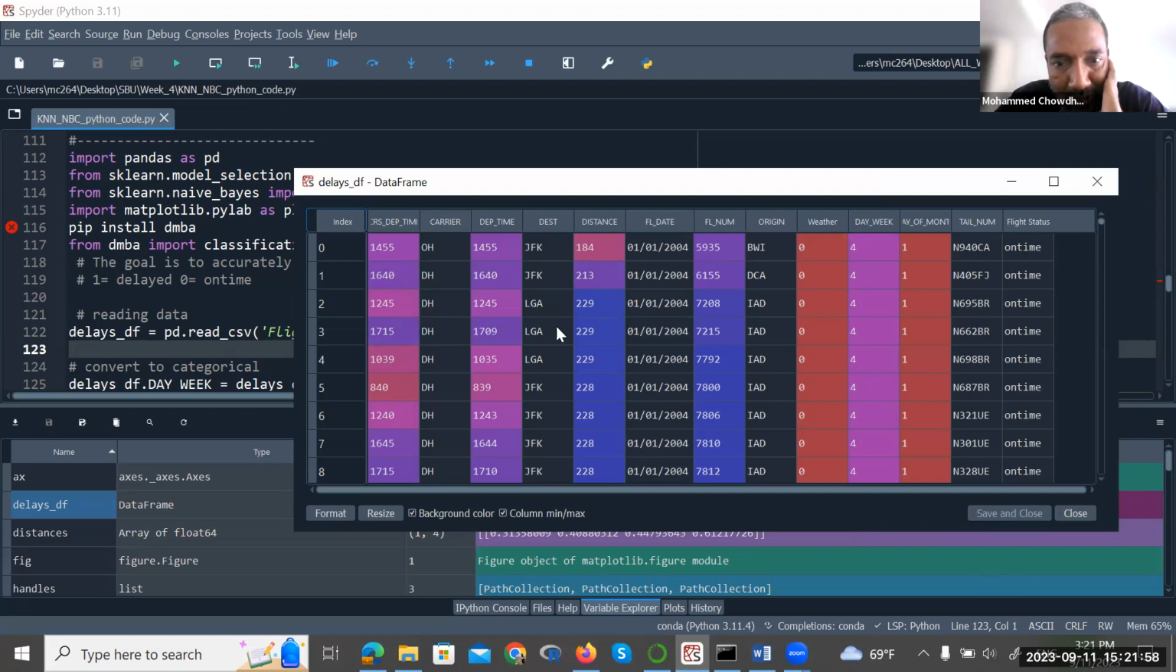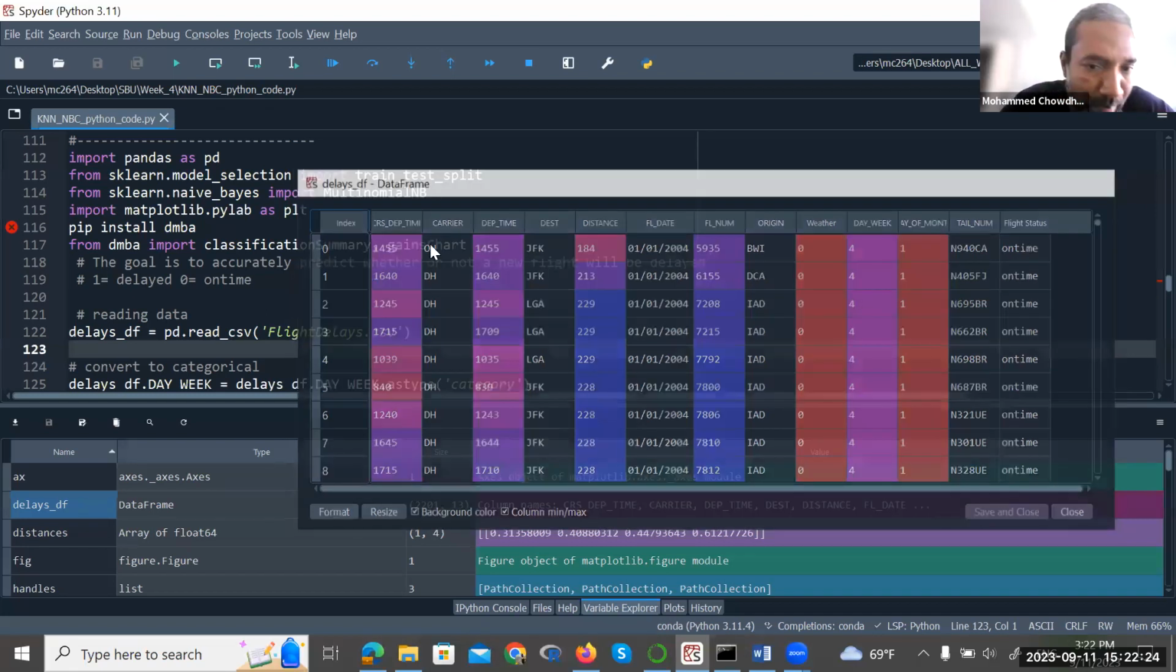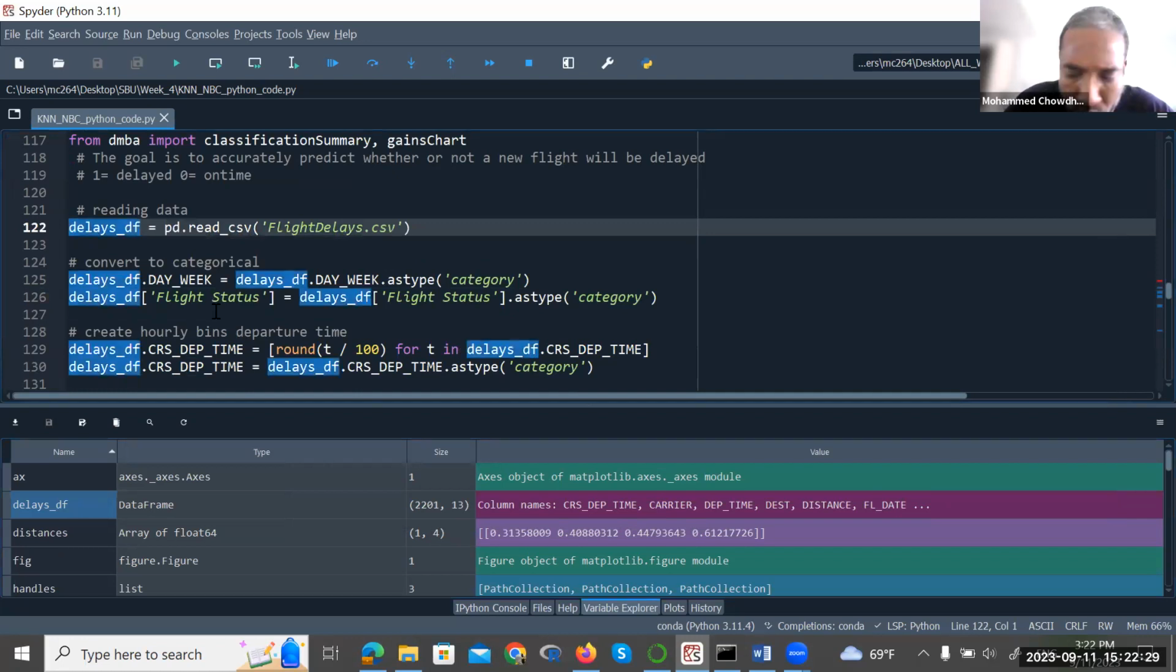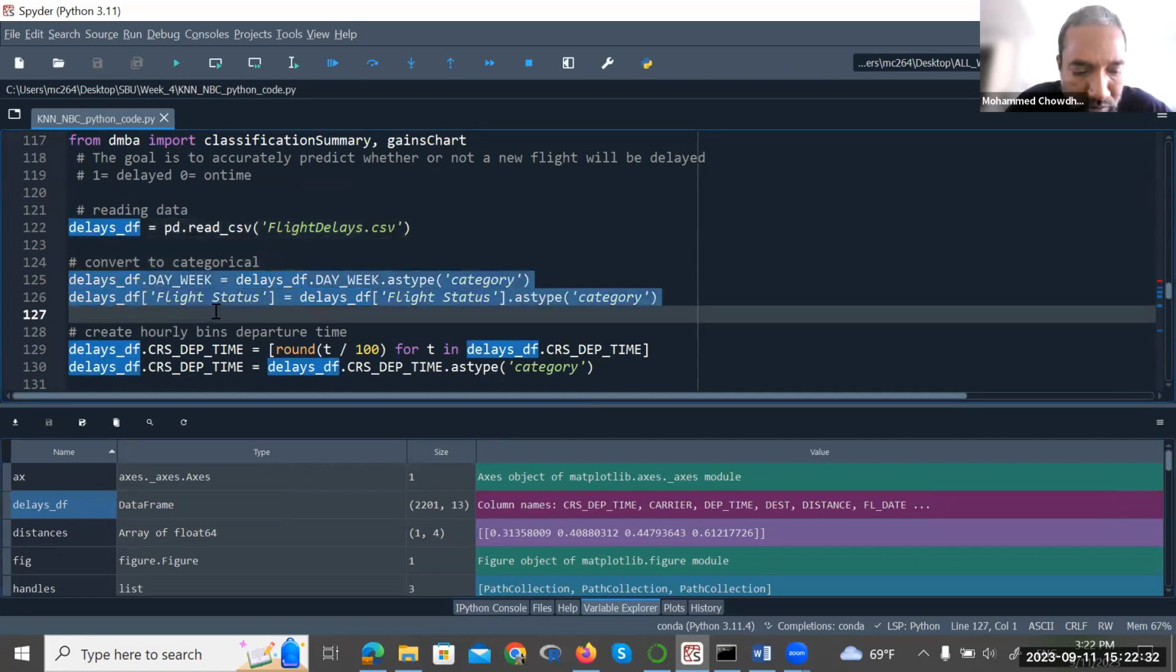Some of these, okay, all of these are categorical, so this could be transferred to categorical variables. This is the fly date, and this is the departure time. This is the arrival. Where is the arrival time? Day of the week, month, and then flight tail number. All of these things are given in the data. I want to convert it to categorical.